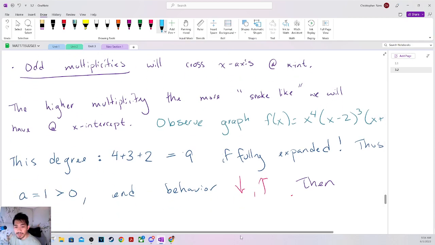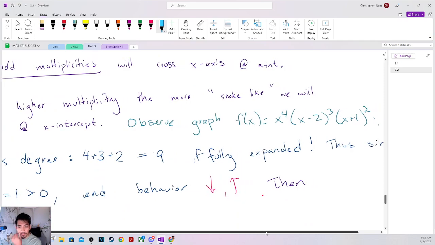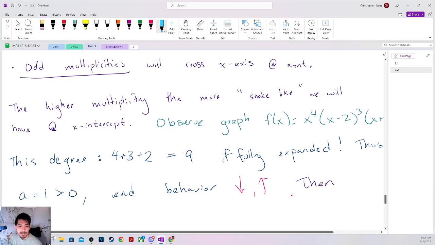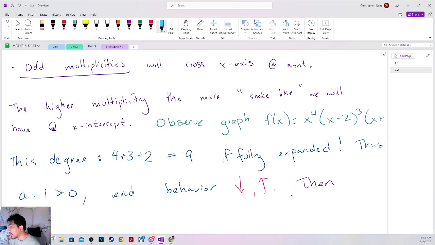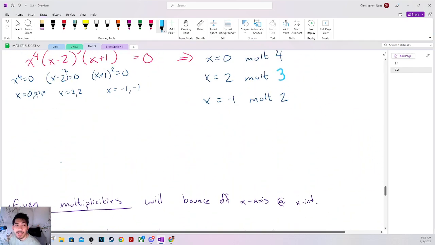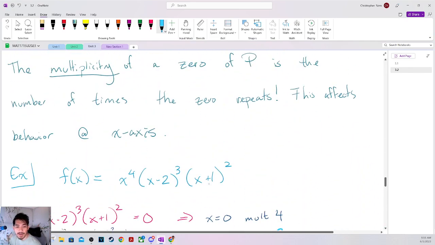So let's observe this same graph over here. It has a degree of 9. If it has a degree of 9, we know the end behaviors. It's odd, so the left side goes down, the right side goes up, because my coefficient is 1, which is positive. There is no negative coefficient being multiplied to this.